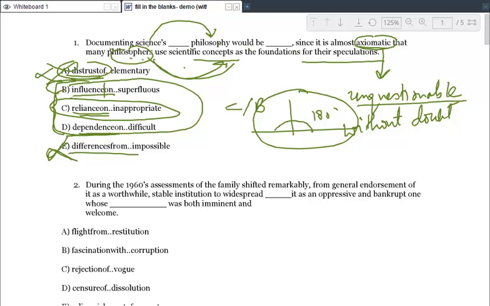So they all mean the same thing, right? Influence on, reliance on, dependence on. Nothing is wrong with the first blank. How would you use the second blank? The author says documenting science's reliance or influence or dependence on philosophy would be dash because he thinks that it is unquestionable. If something is unquestionable, then documenting that would be a waste of time or would be a good thing or would be difficult. People understand this question now. If it is unquestionable that philosophers use scientific concepts, then documenting science's dash to philosophy would be difficult.